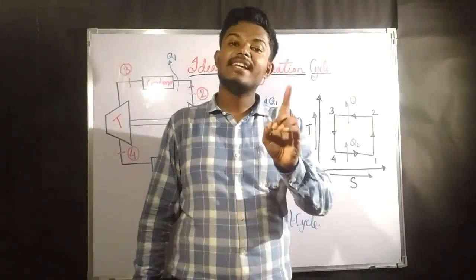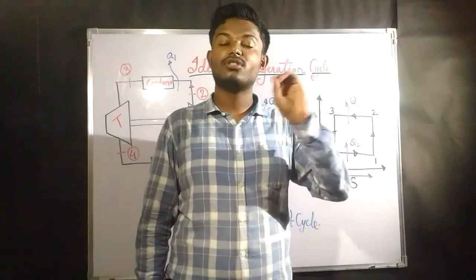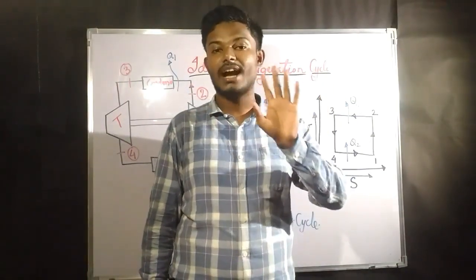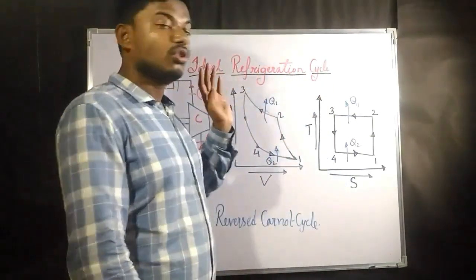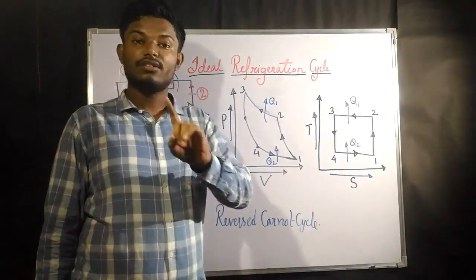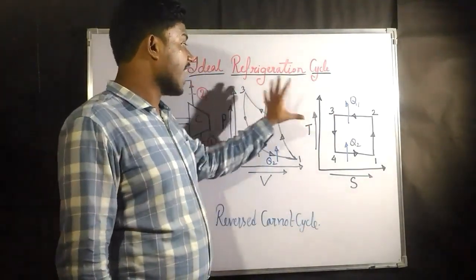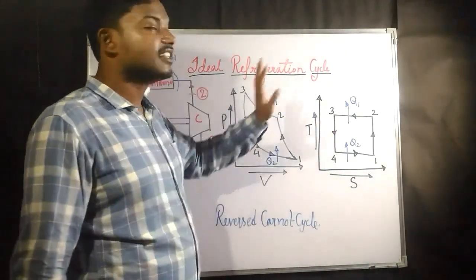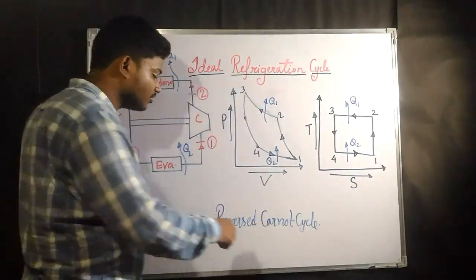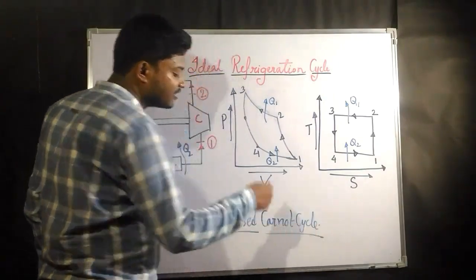And that ideal cycle for each and every process or each and every plant is going to be the Carnot cycle only. In the steam power plant we have also found out the Carnot cycle. In the refrigeration also, the main ideal refrigeration cycle is nothing but the reverse Carnot cycle.